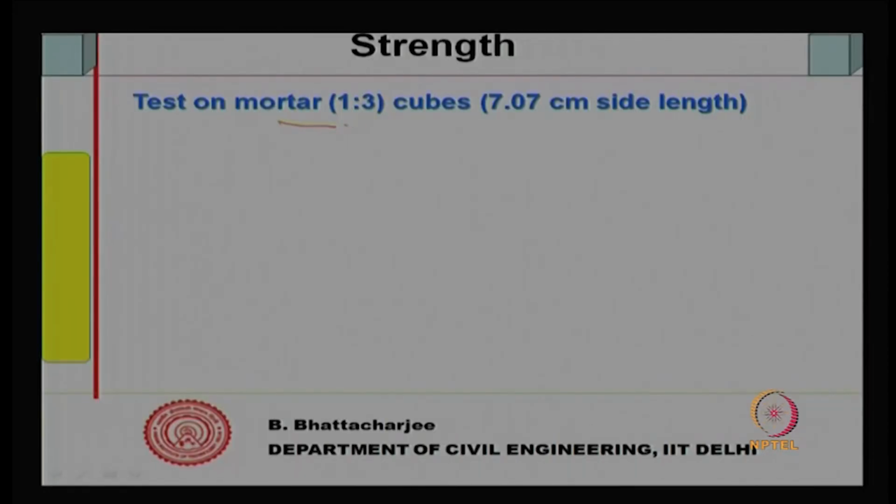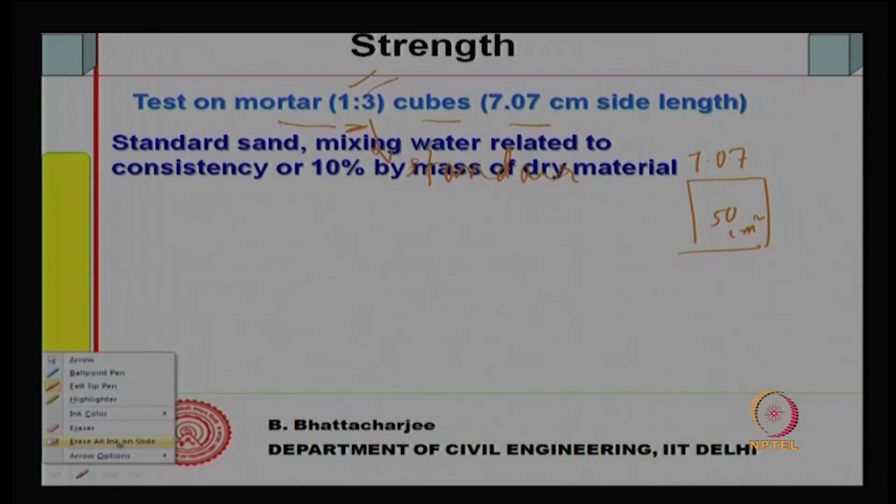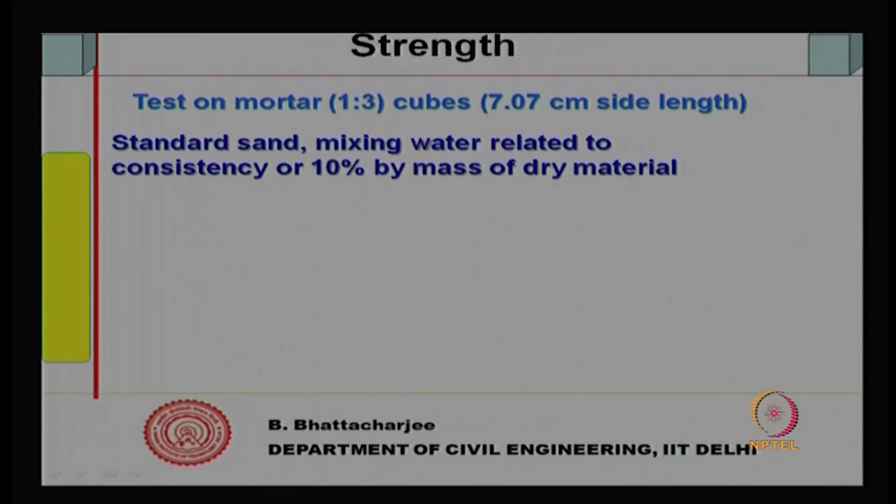So, what do we do? We test mortar cubes for compressive strength. We use a 1:3 mortar, 1 cement to 3 sand, and this sand is standardized. The cube size is 7.07 centimeter side length. In other words, this will be 50 centimeter square face area. So, you test 50 centimeter square cubes and cast them in the standard manner.